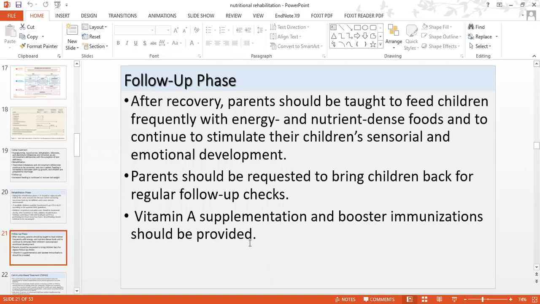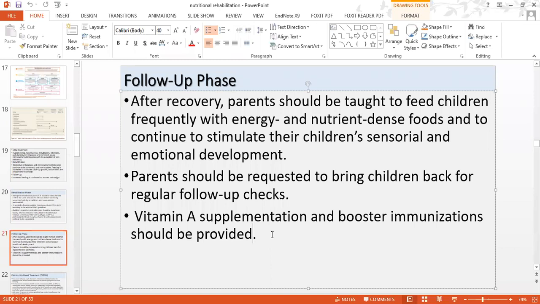Vitamin A here is important because it not only prevents infections, but also helps in rehabilitating or gaining weight, like the other micronutrient you see there, when in diarrheal disease you use zinc.